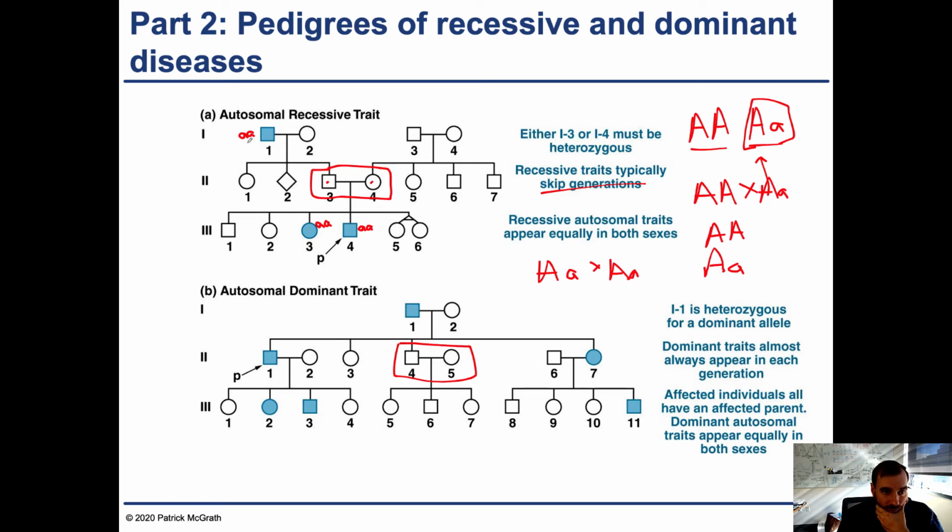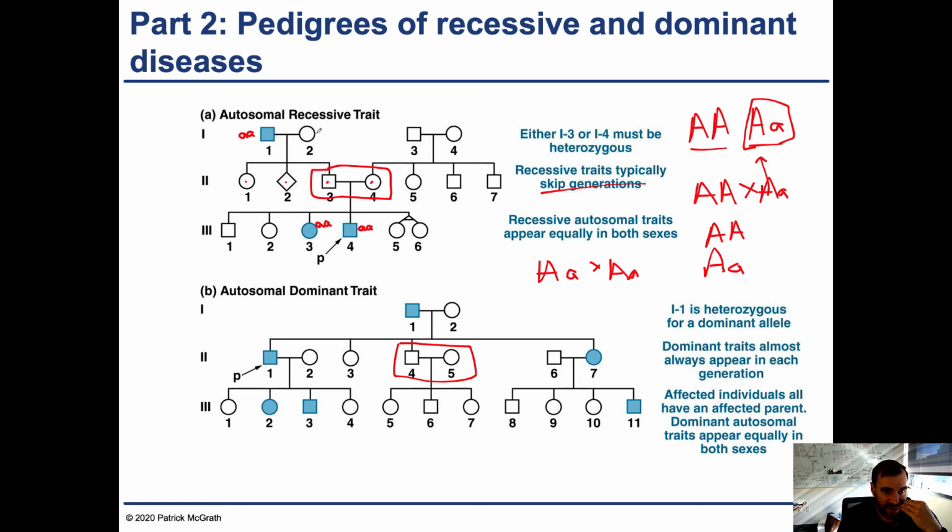So we can also know for certain that these individuals are carriers. That's because this individual has to pass on that little a to all three of their offspring. It's the only allele that they can pass on. And so these three individuals we also know are carriers.